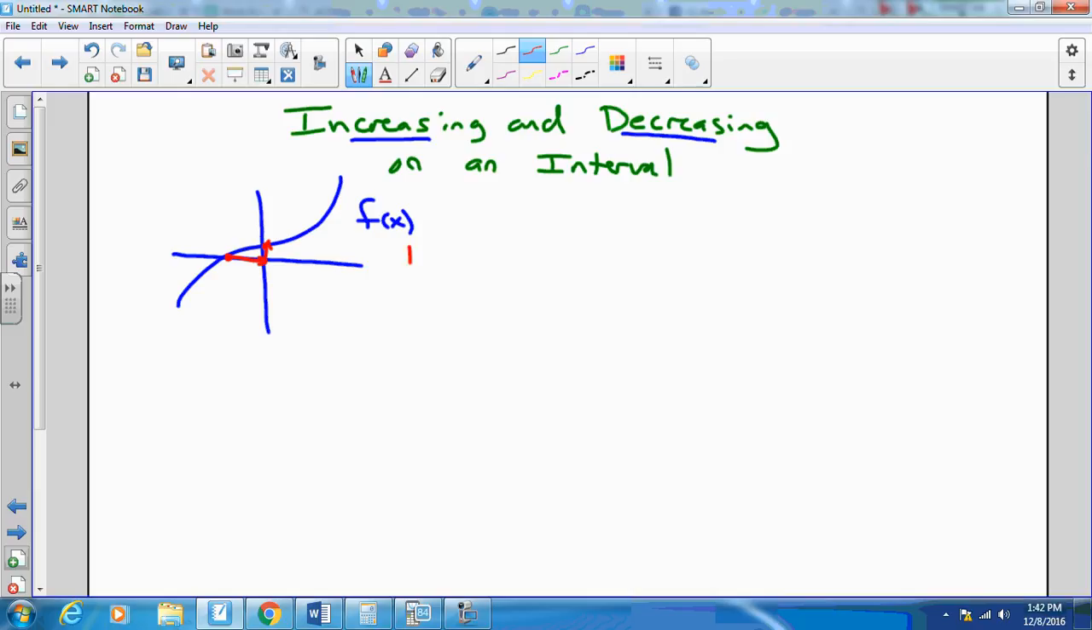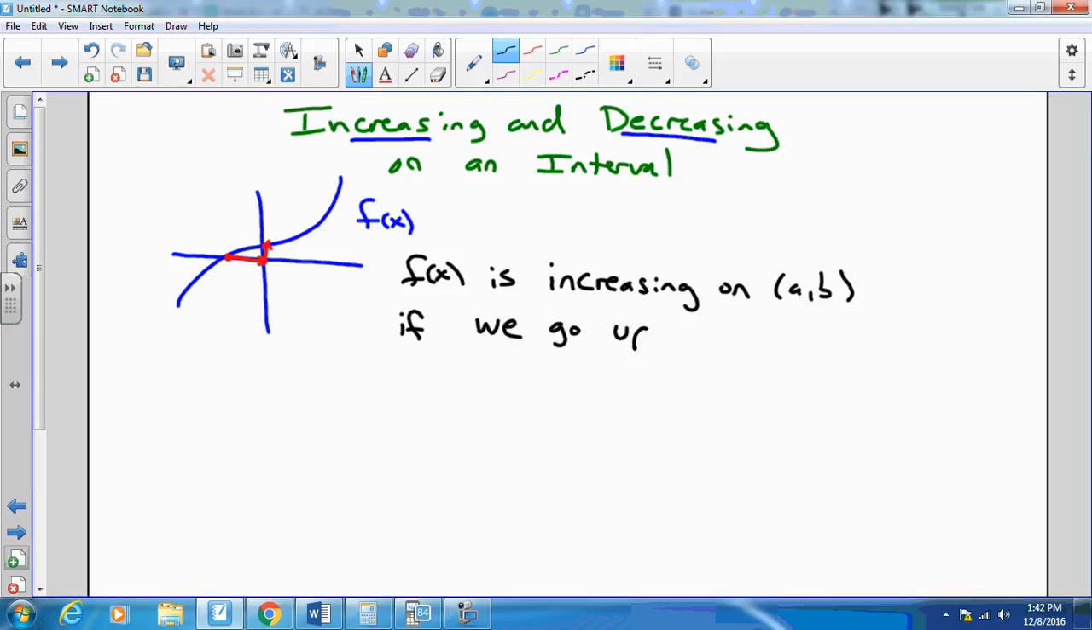So let's say it like this. First of all, we're going to have an informal definition. We're going to say that f of x is increasing. Sorry, I want to do this in black. I'm going to try to color code all of this so that it's pretty in your notes. f of x is increasing on the interval a to b if, here is our informal definition, we go up when we go right.